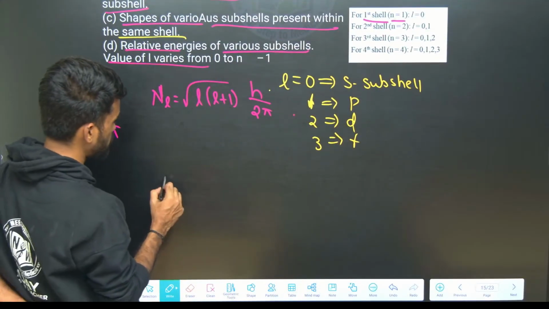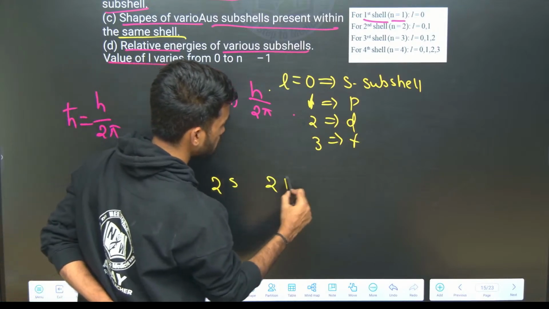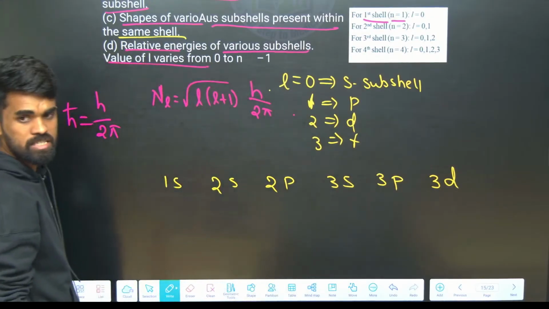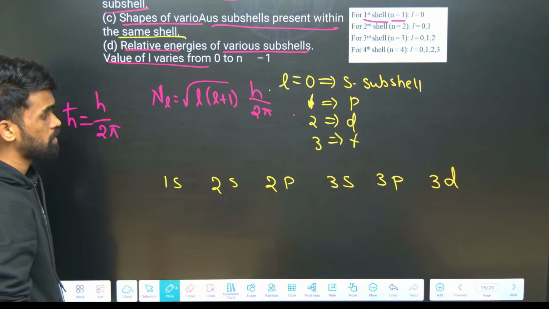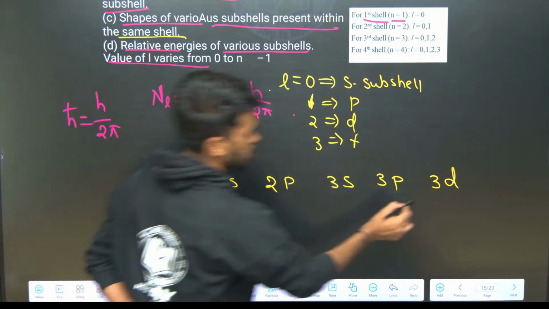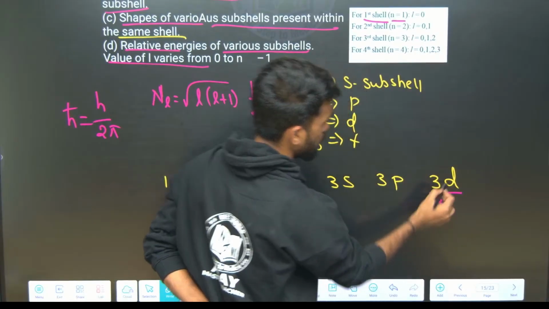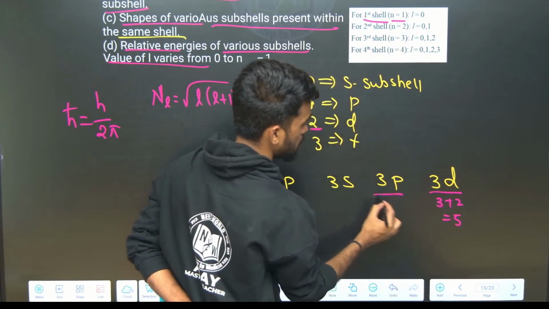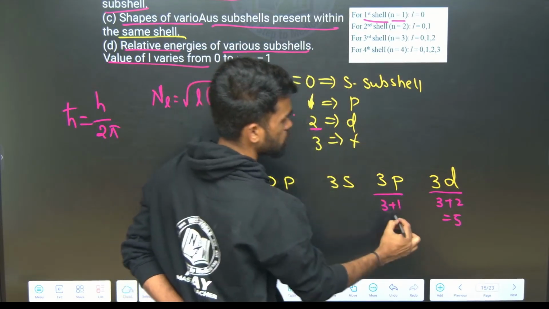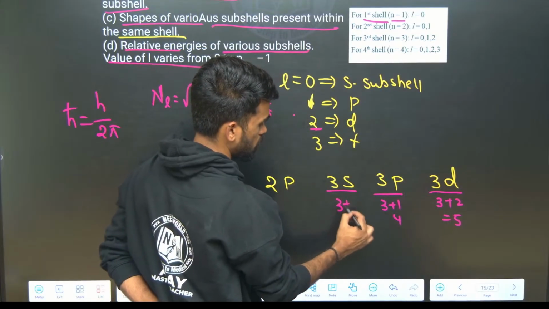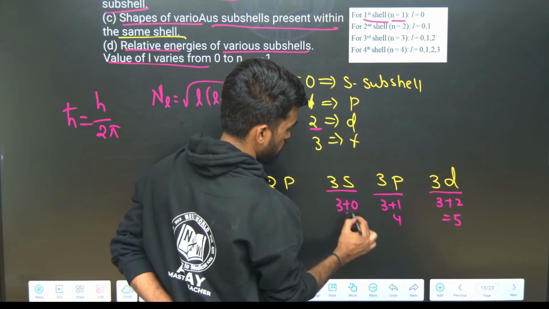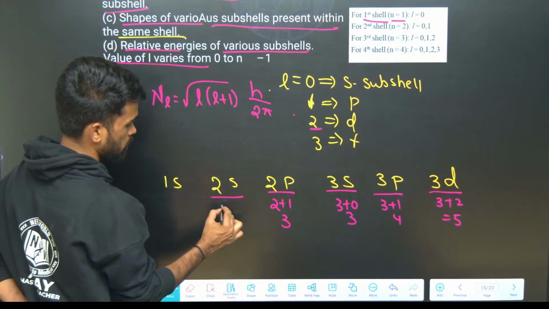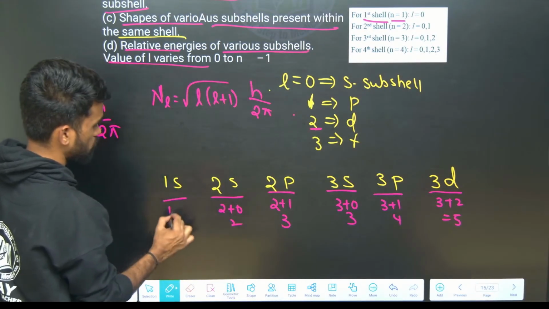So now decide for 1s, 2s, 2p, 3s, 3p, 3d, like this I have. Decide their energies. How do you decide? It depends on n plus l. Here n value is 3. For d orbital, what is the l? 2. So 3 plus 2 is 5. Again here 3 plus 1, for p, 4. Here 3 plus 0, 3. Next 2 plus 1, 3. Here 2 plus 0, 2. Again 1 plus 0, 1.